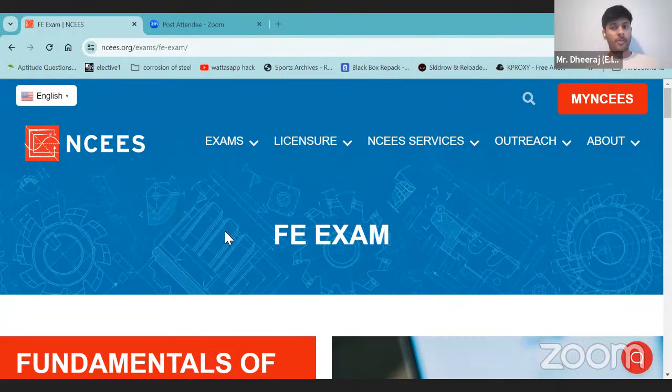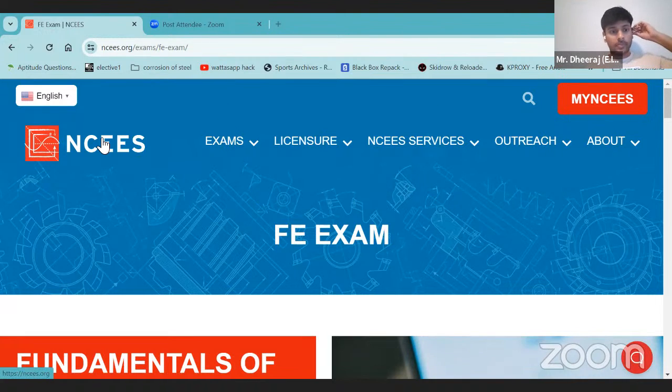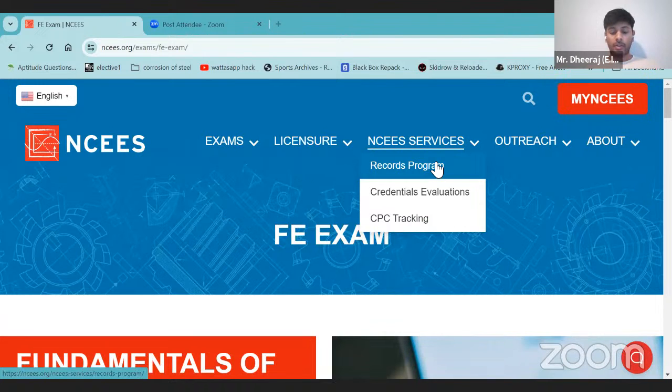Just check the calculator standards. Let me share the screen. Can you see the screen? Yes. Okay, this is the main website. I'll be starting from here. When you go to this website, they will mention what sort of calculator you have to take. There will be some standards, and you have to take a calculator within those standards. So the calculator is the only thing.